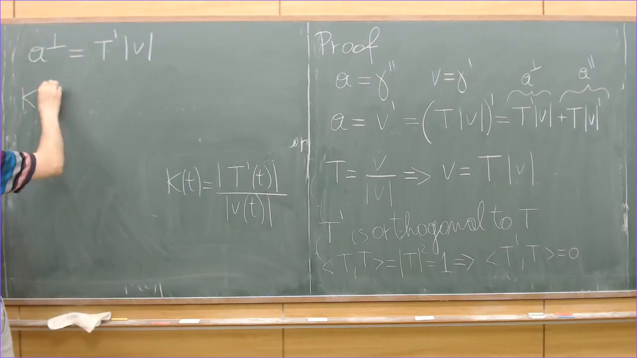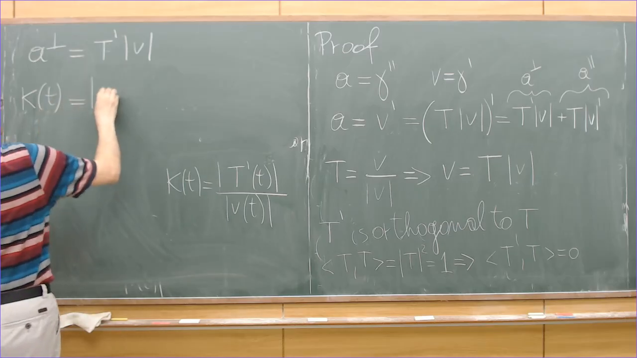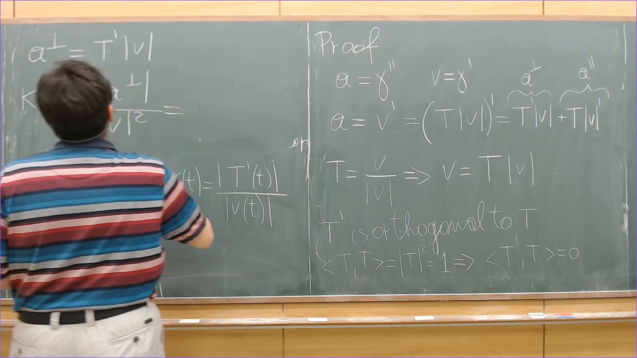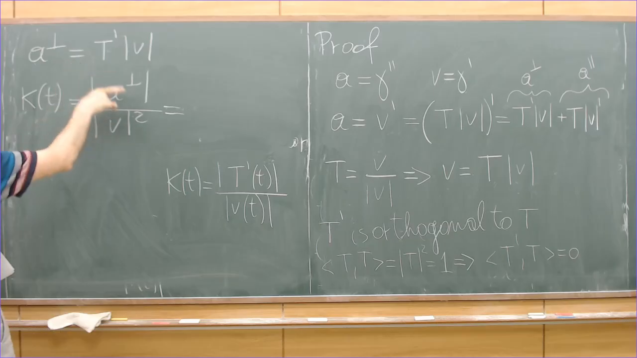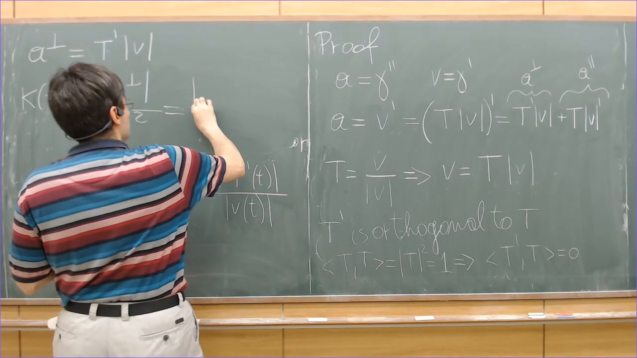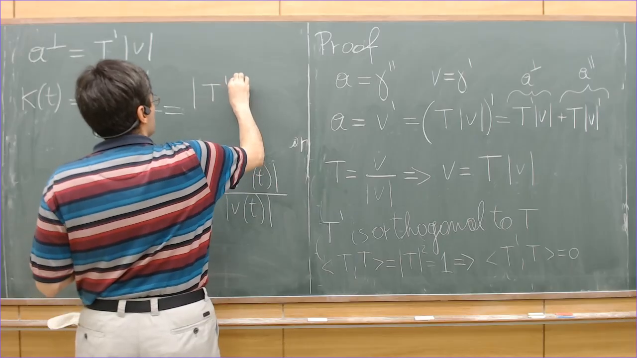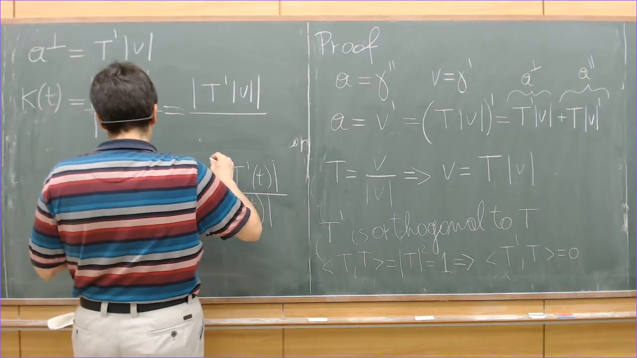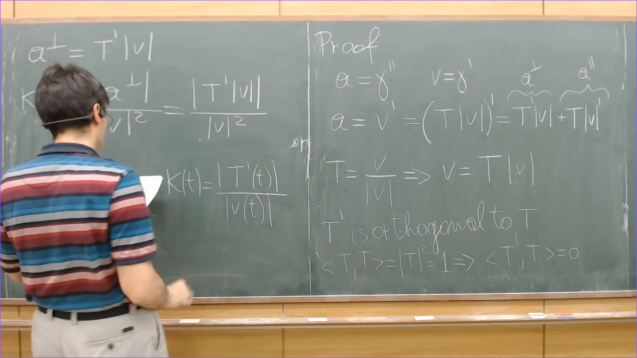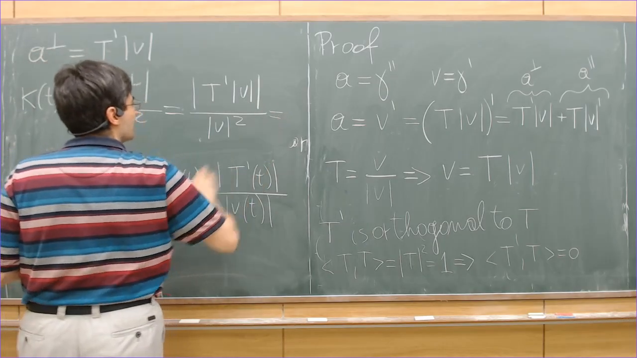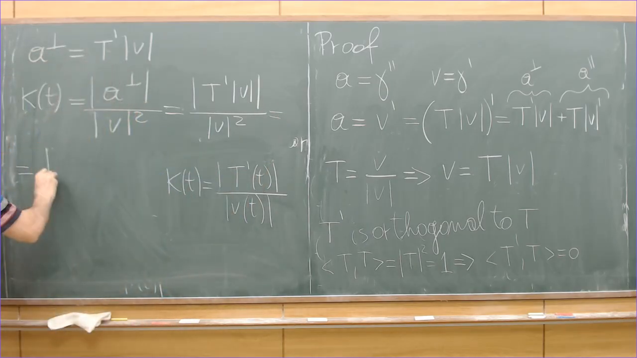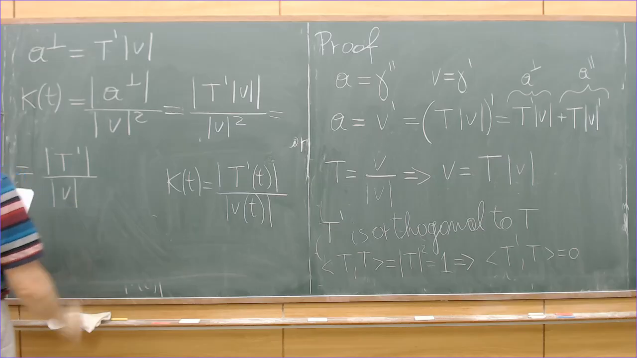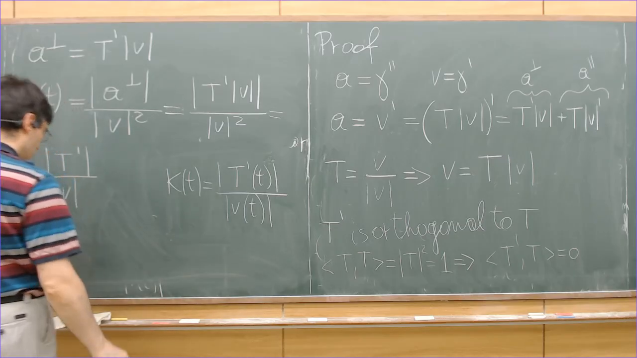So k of t, by definition, is the length of A orthogonal divided by the square of the length of v. Now I replace the first formula into the second one, and I get the length of t prime times v. I take its length and I divide by the length of v squared. So I get the length of t prime divided by the length of v. And this is the proof of this formula.